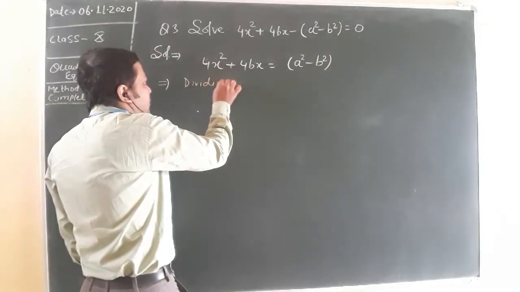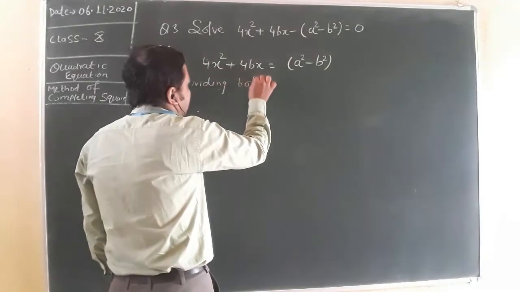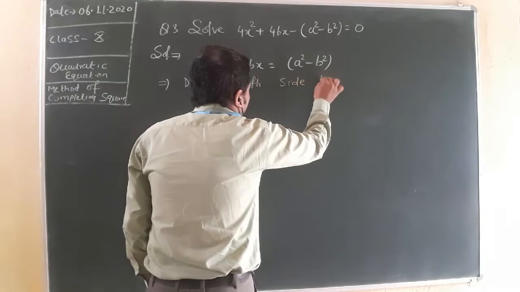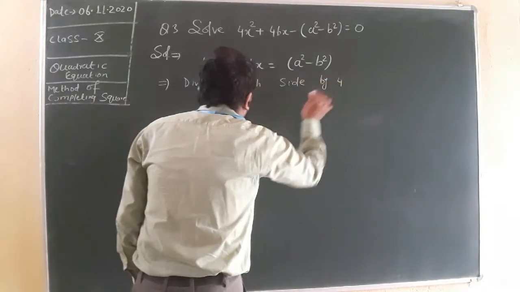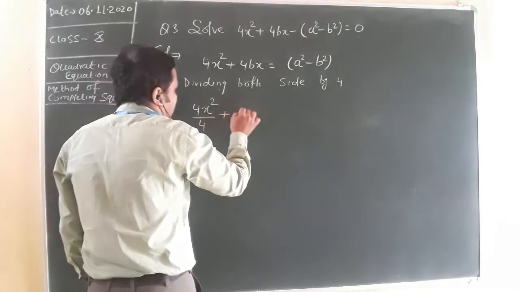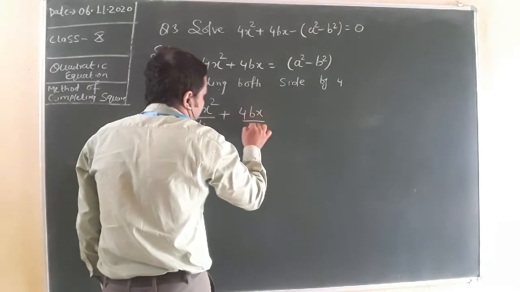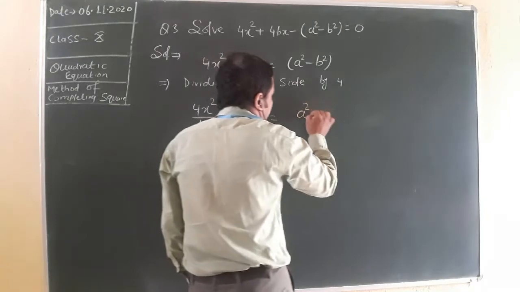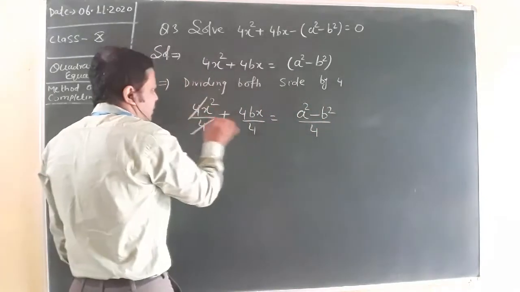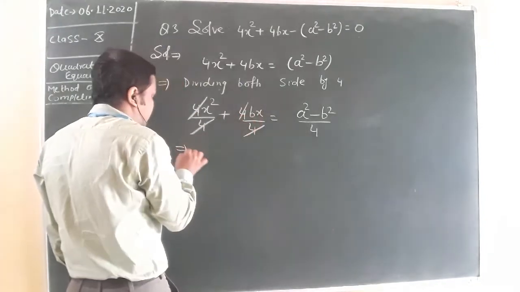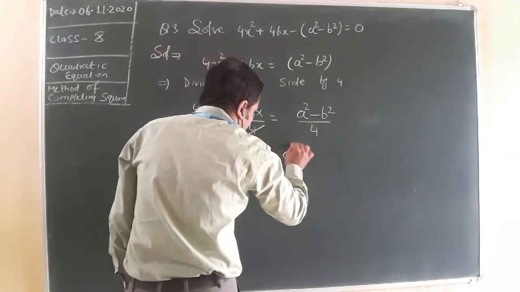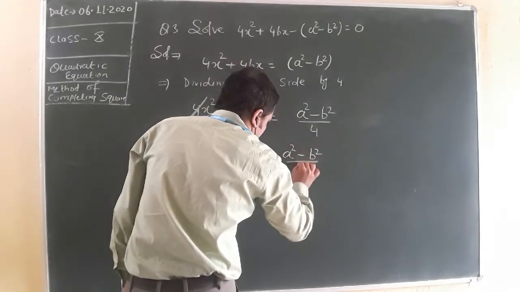Dividing both sides by 4. Now it will become 4x square by 4, 4bx by 4 is equal to a square minus b square divided by 4. So 4 cancels out, 4 cancels out. Now the equation will be x square plus bx is equal to a square minus b square divided by 4.